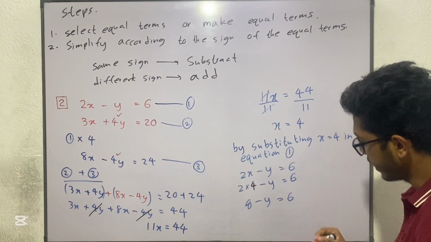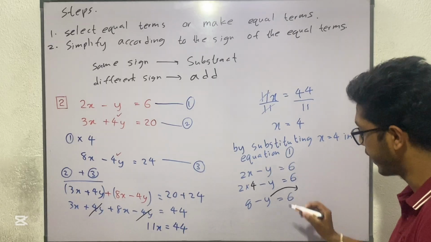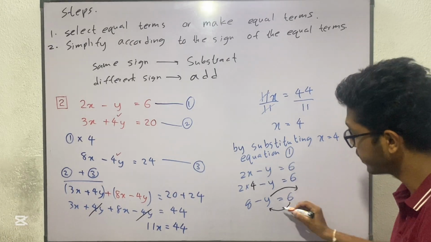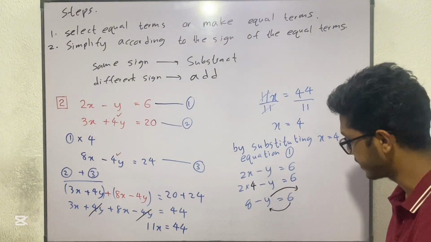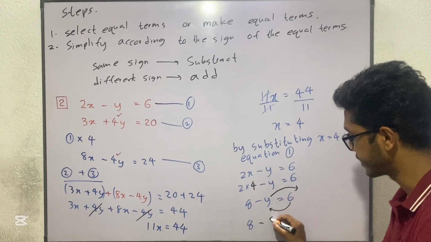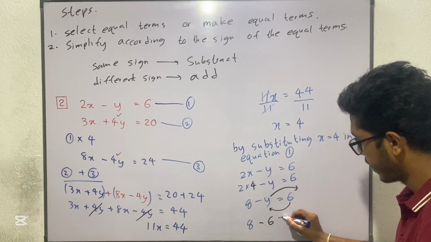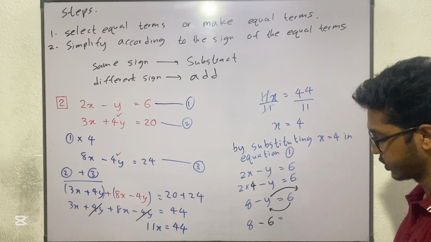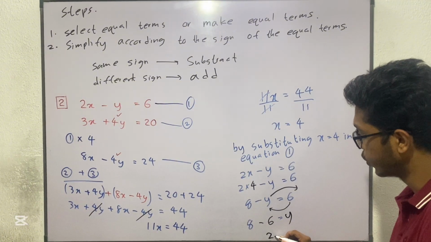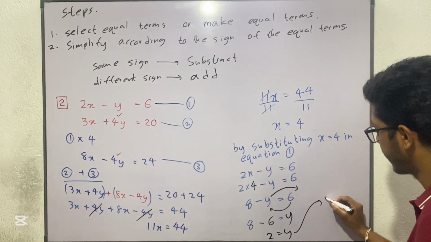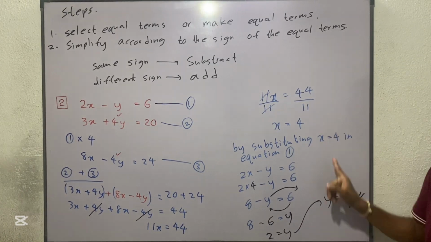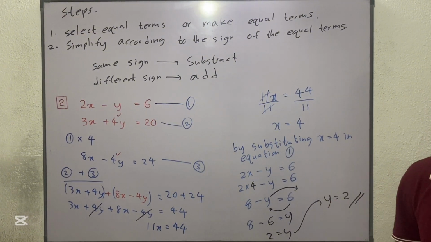Then I am going to take this minus y to this side. So minus y becomes plus y. And I am going to take this 6 to this side. So plus 6 becomes minus 6. 8 minus 6 equals y, since the minus y becomes plus y. 8 minus 6 we get 2. 2 equals y. I can write the answer as y equals 2. So I got the x value, x equals 4, y value, y equals 2.